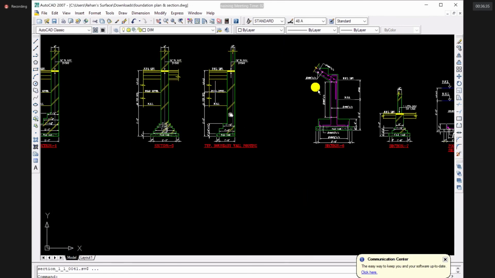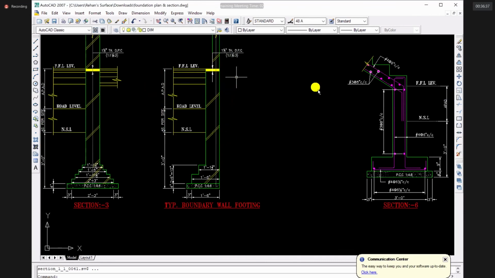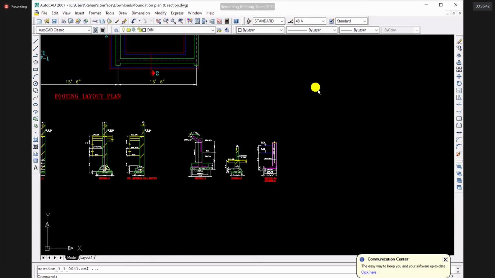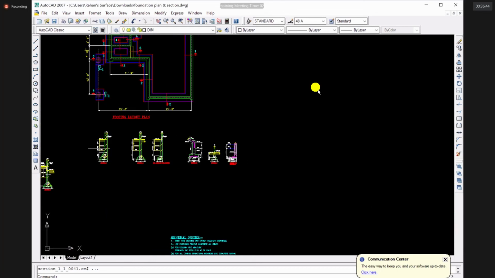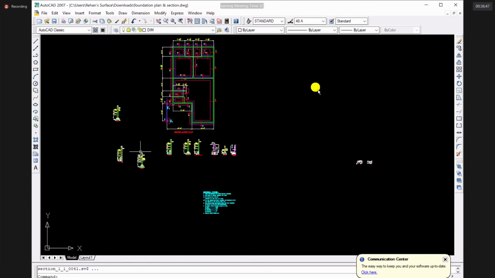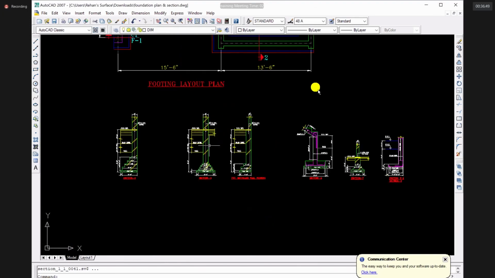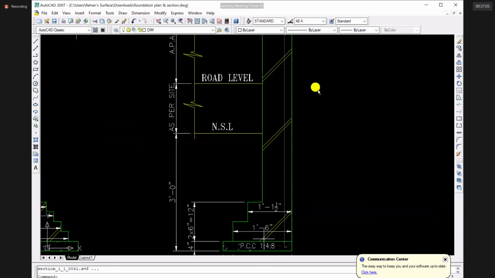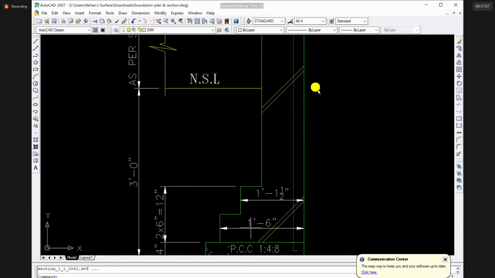Now, next thing is the 4.5 inches wide wall. Over here, there is only one wall, which is 4.5 inches wide, and it is placed at the property limit. This is the section for the boundary wall, right? You can see it is a two-step foundation.